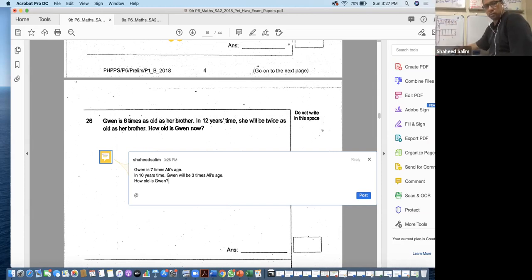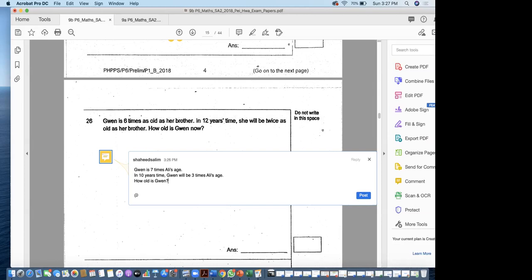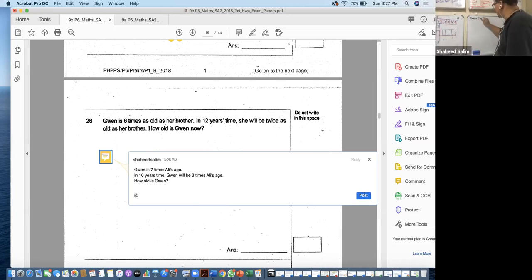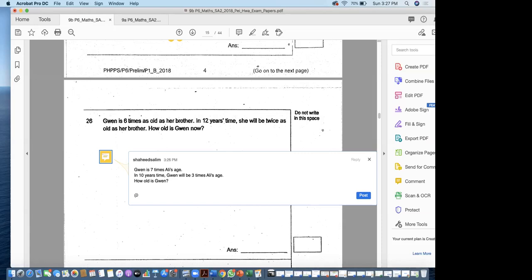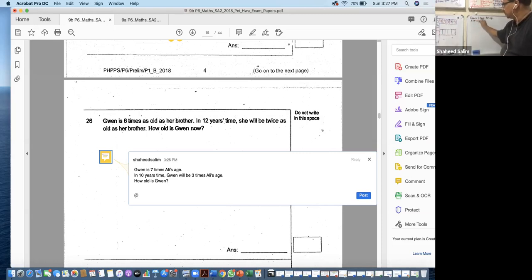Wait, I'll write it here also. 6 years old. I think 6 years old. It's seven times, not 7 years old. 6 years old, too young. How come Gwen is 6 years old? Nine years old, too small. Okay, we give you another 2 minutes to think, because this question you need to think.